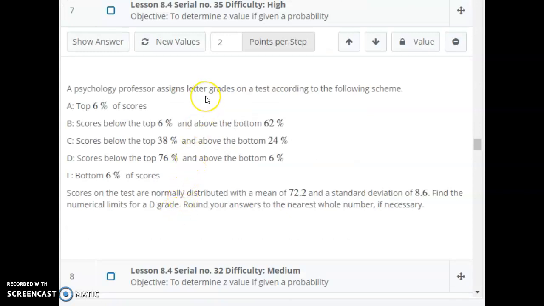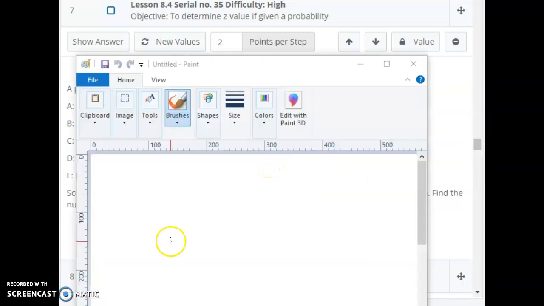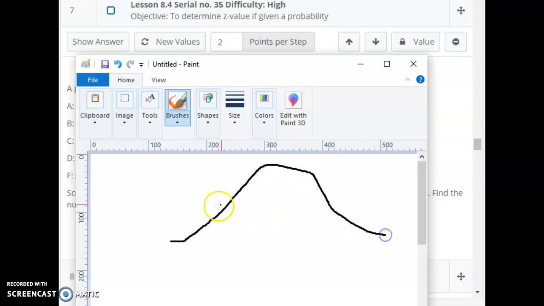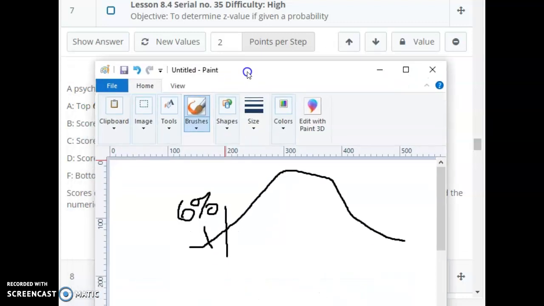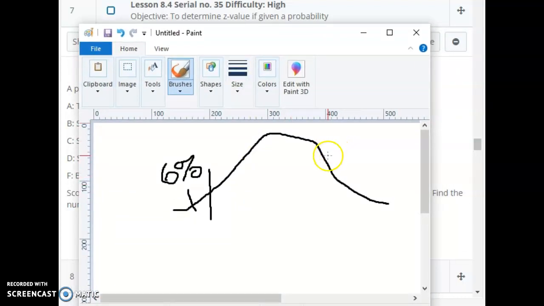So here we have a grading scheme, and we need to find the actual numerical limits. In this case for D, so scores below the top 76 and above the bottom 6. Let me draw that real quick. Okay, so we have the bottom 6, so this would be 6% right here. And then the top 76, and so I think a common mistake would be to draw it right here so that this entire thing is 76%.